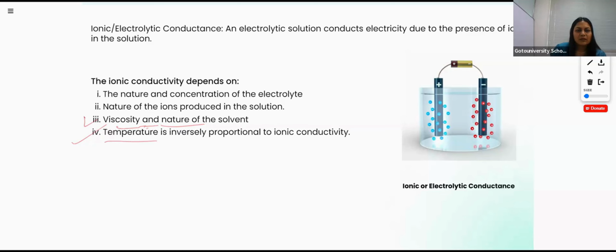Then we discussed the temperature, that is inversely proportional to the ionic conductivity.